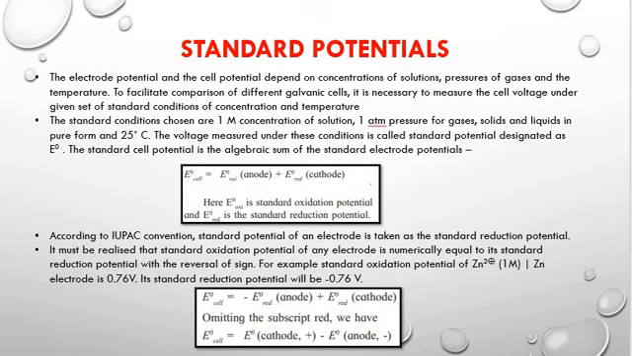It follows that the standard cell potential is written in terms of the standard potential of electrodes. So I can say here E0 cell is equal to minus oxidation potential plus E0 reduction, which is happening at the cathode. And if I omit the subscript red, I would say E0 cell is equal to the standard electrode potential of the cathode minus the standard electrode potential of the anode.